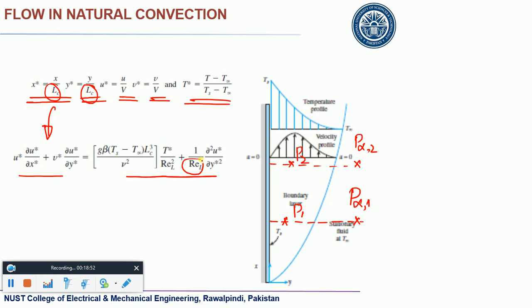You see, there is the Reynolds number thing. And this number is known as the Grashof number.